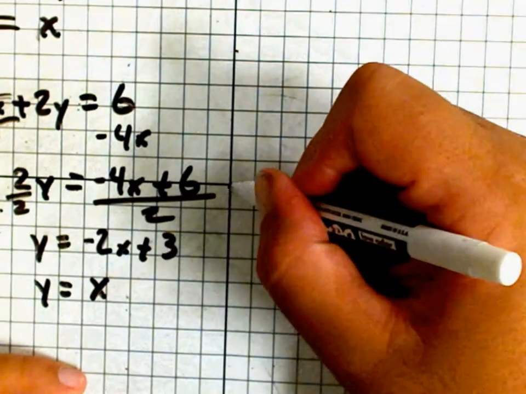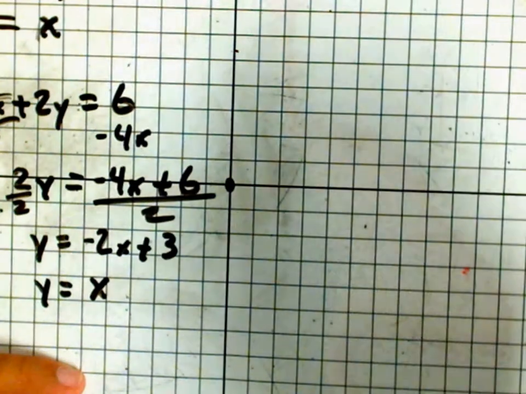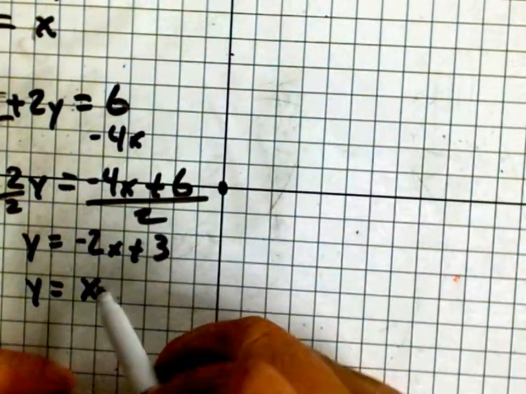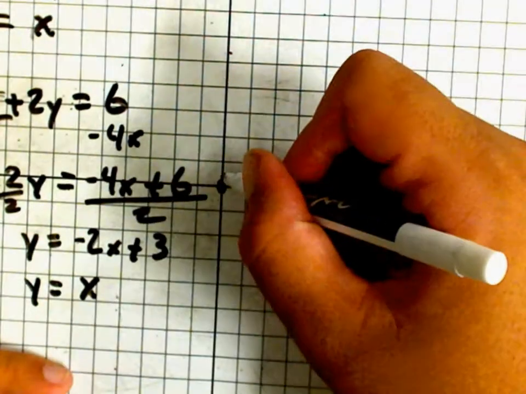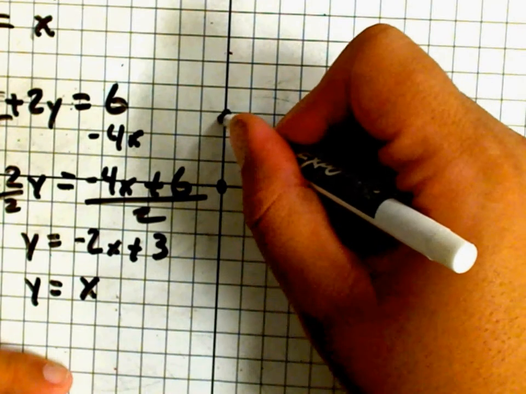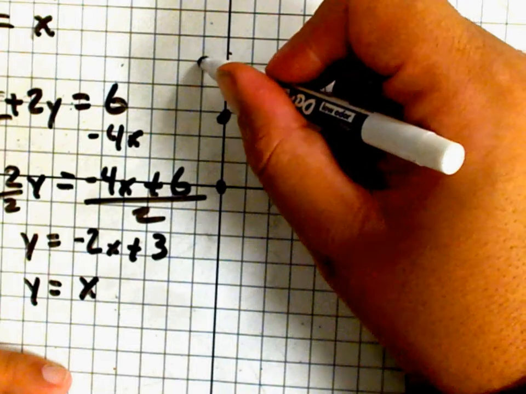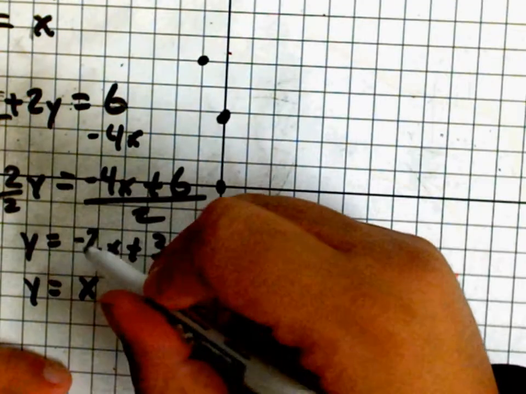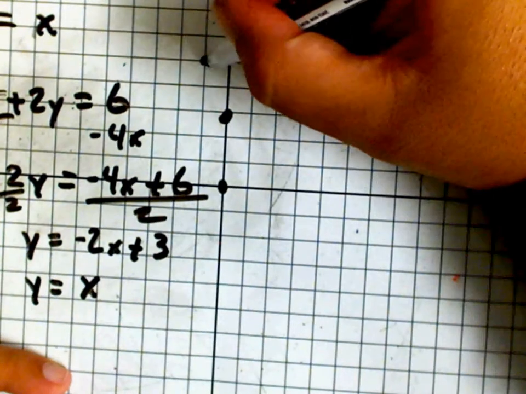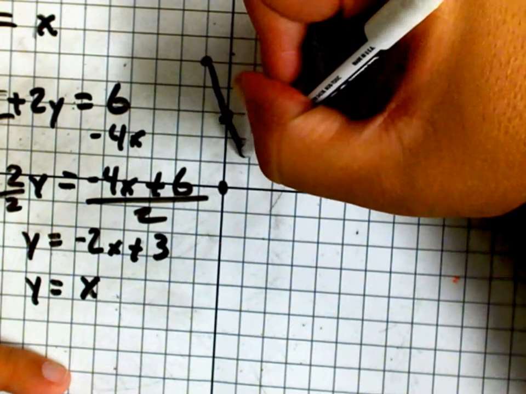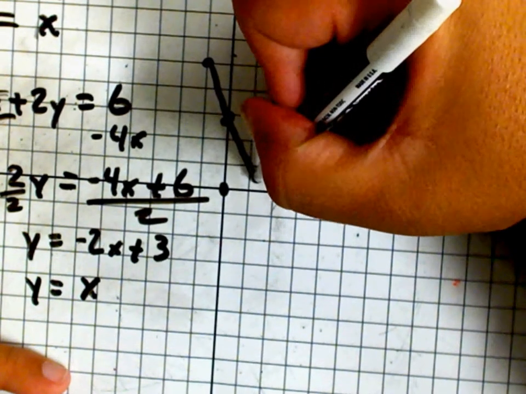We start off, and this is my origin, just in case you can't tell from the chart. So we're going to start off at positive 3, because that's my y-intercept. And then we're going to rise 2 and run negative 1, because this is a negative 2. So I have my point, so I'm just going to graph my line.